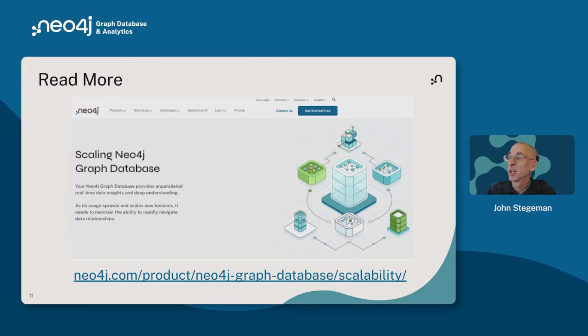Let me check a couple of questions and see if we have time to answer them. Okay, the first one's a good one. How does Infinigraph differ from what other graph databases are doing with respect to sharding?